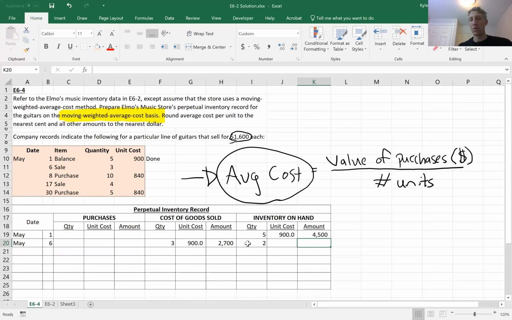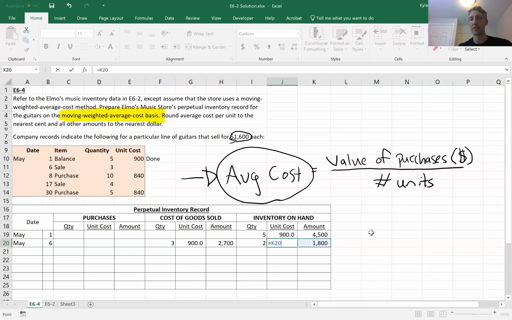And before, my asset balance was $4,500. I just sold $2,700 worth of it. So now, expressed in dollars, it's $1,800. I'm going to use these two figures to calculate what my weighted average cost is between these, and that's going to be the total value of my purchases.